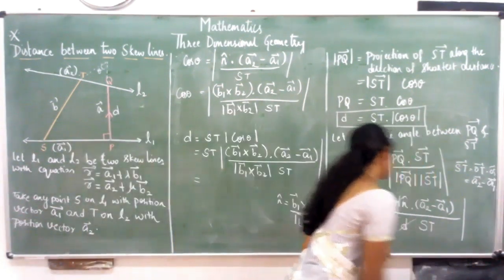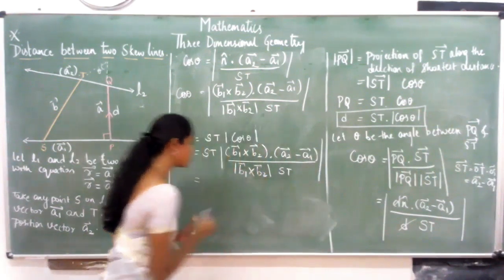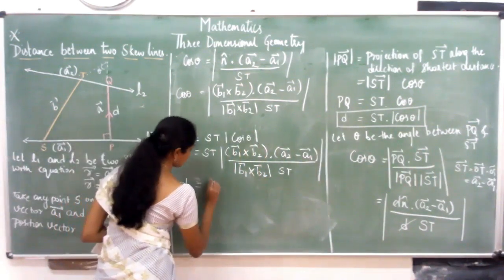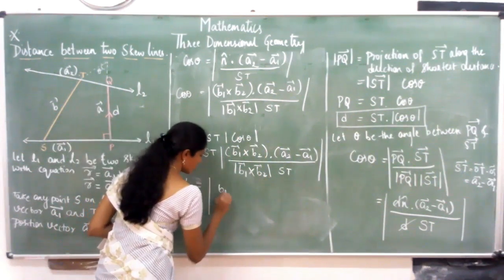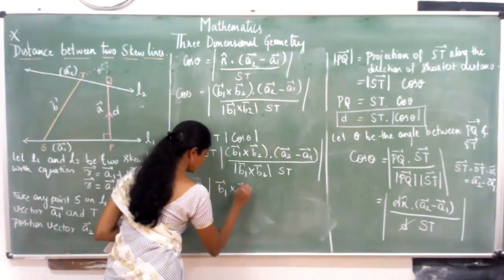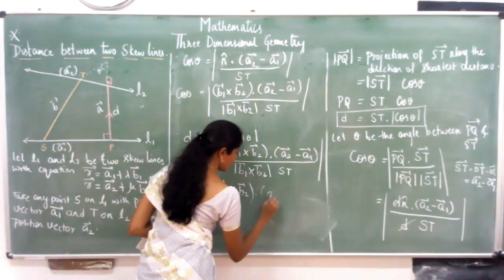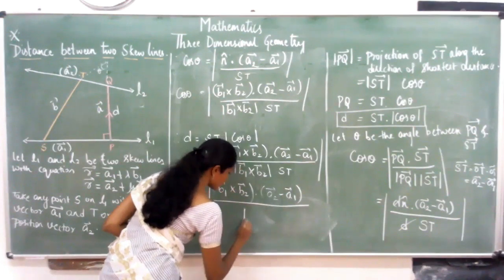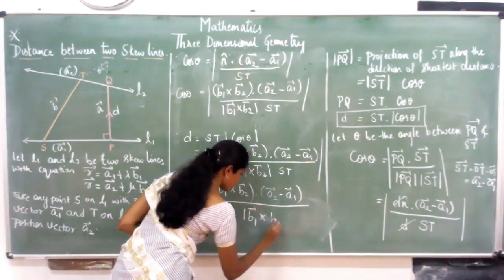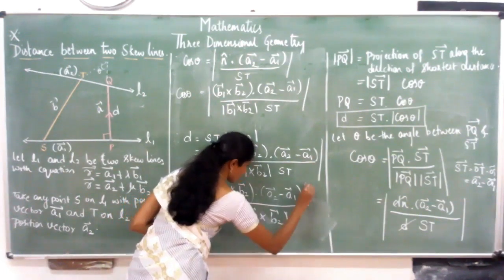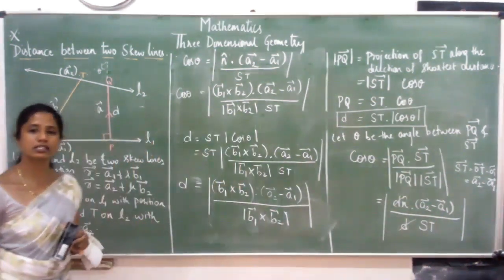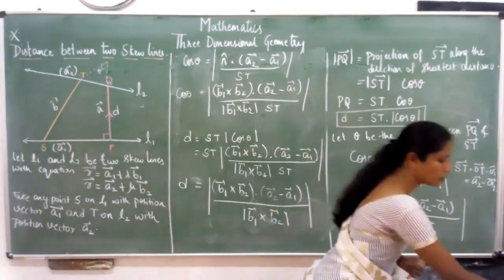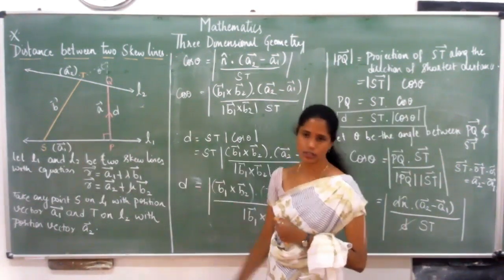Therefore, the shortest distance between the two skew lines will be given by D is equal to magnitude of B1 cross B2 dot A2 minus A1 by magnitude of B1 cross B2. Okay, this is the shortest distance between the two skew lines. I hope you have understood. Let us take a quick revision on this.